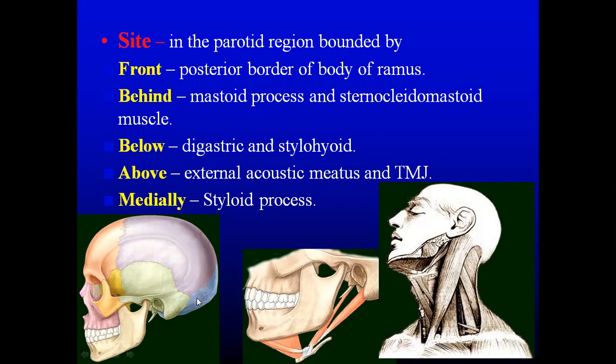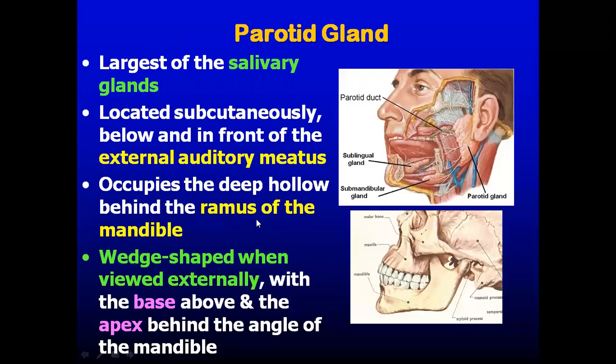So, in front, it is bounded by the posterior border of the body of the ramus. Then behind, it is bounded by the mastoid process and sternocleidomastoid muscle. Below, we will have the digastric and stylohyoid muscles. Above, it is bounded by the external acoustic meatus and temporomandibular joint. Medially, this process which you are finding is the styloid process.